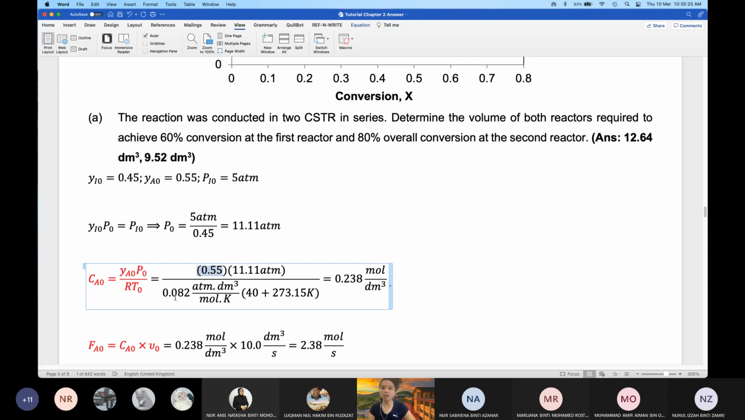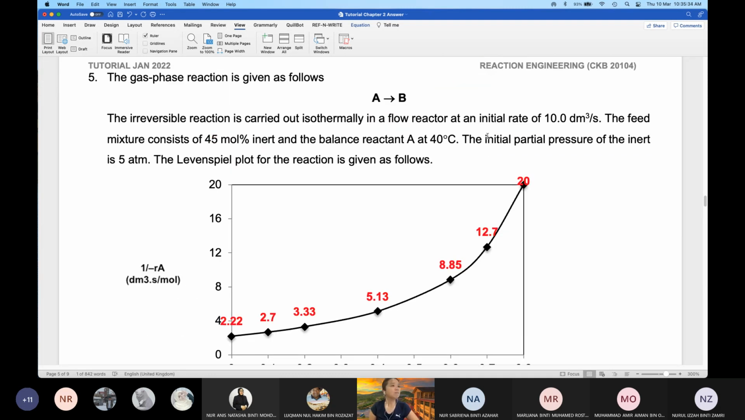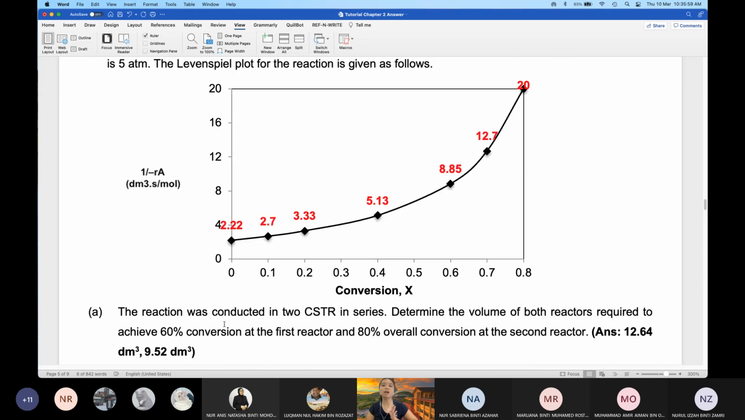What about P0, total pressure dalam sistem? Kalau kamu perasan dalam soalan ni, dia beri kita pressure, but that pressure was partial pressure of the inert. Kita nak cari sebenarnya tekanan A, tapi dia tak beri kita tekanan A, dia beri kita tekanan inert. So macam mana kita nak cari, kita ada dua option. Either kamu cari jumlah tekanan darab dengan mole fraction, ataupun kamu juga boleh cari tekanan A. Actually, both pun kamu boleh buat.